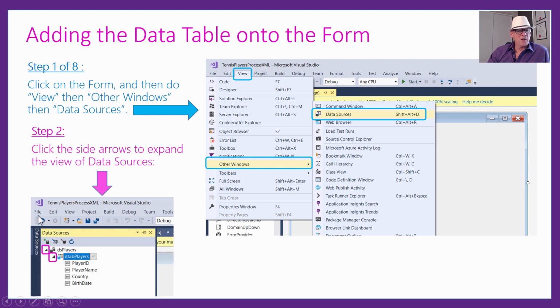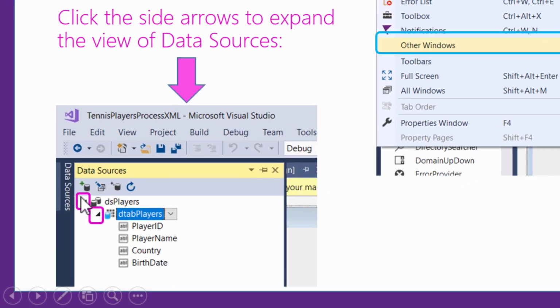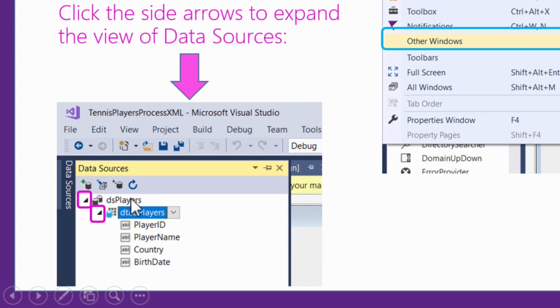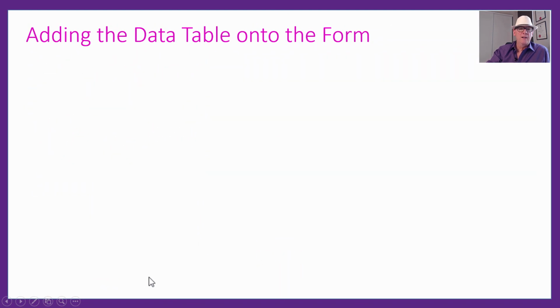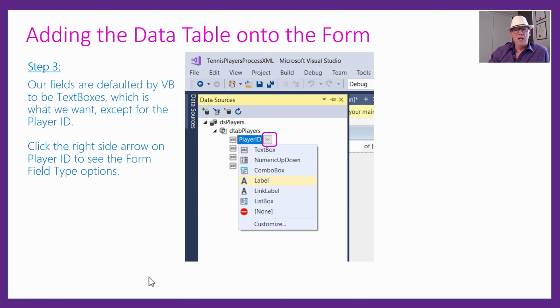And when Data Sources opens back up again, this might all be shrunk up and you'll just see DS Players. There's these little arrows on the left-hand side. So just click on those little arrows to expand everything so you can see it. Then you'll be able to see our data table and all the fields that we added. And then on to step 3.